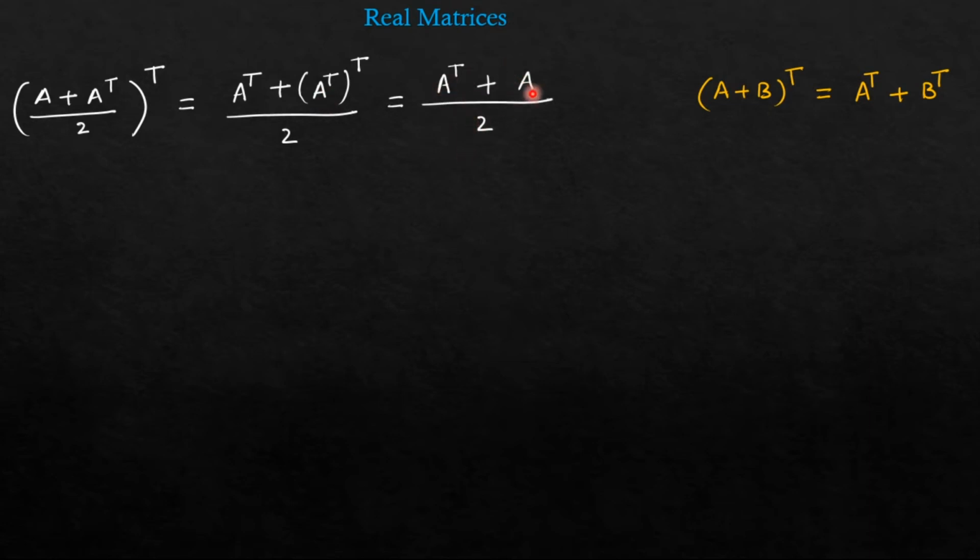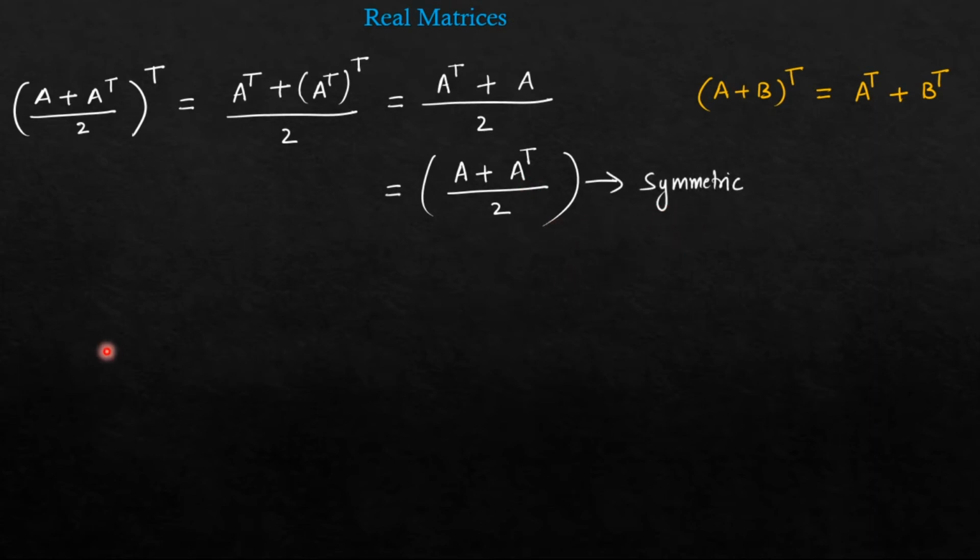So I can rearrange this. I can write it as A plus A transpose upon 2. So we are getting the same matrix again after taking the transpose. Hence A plus A transpose upon 2 is a symmetric matrix.